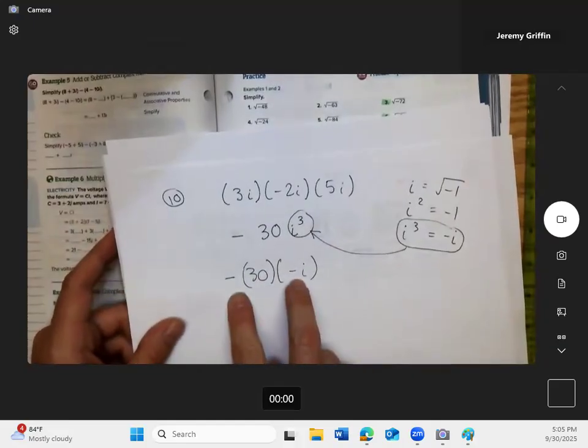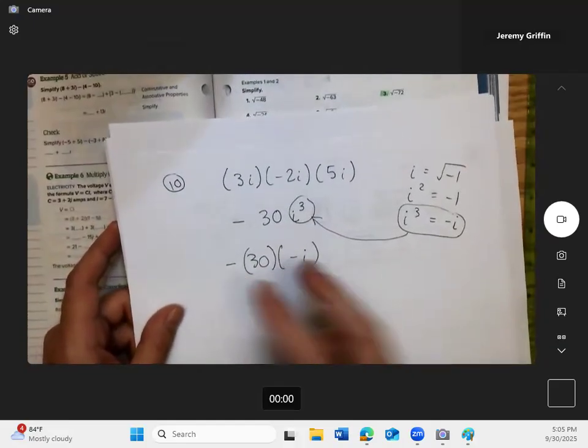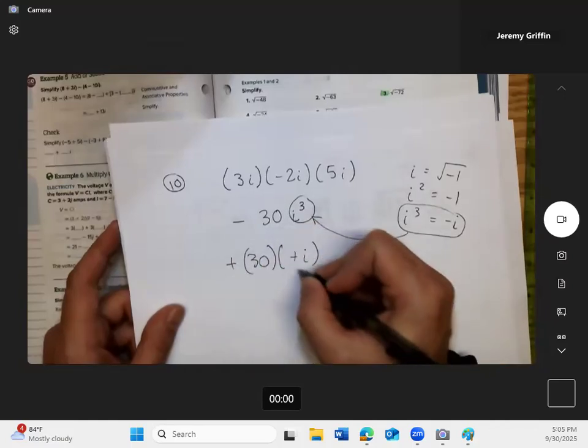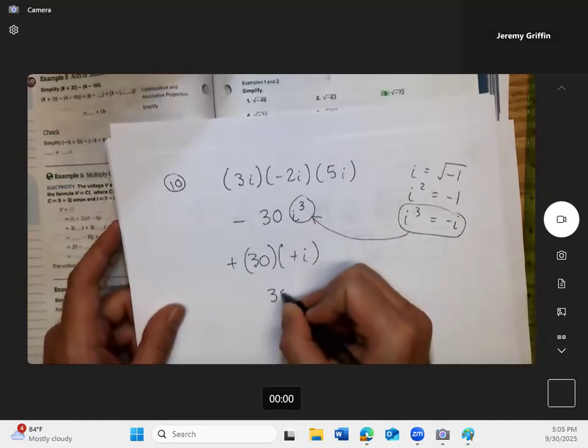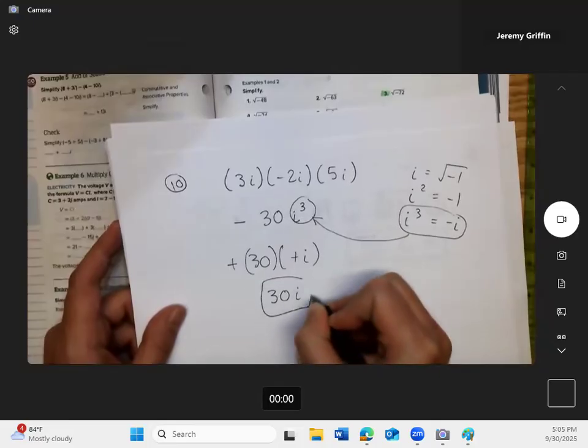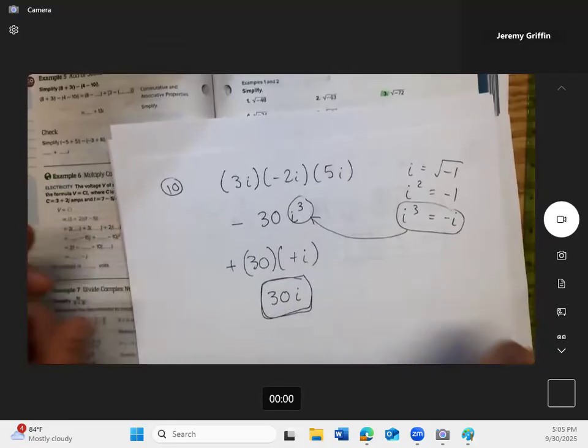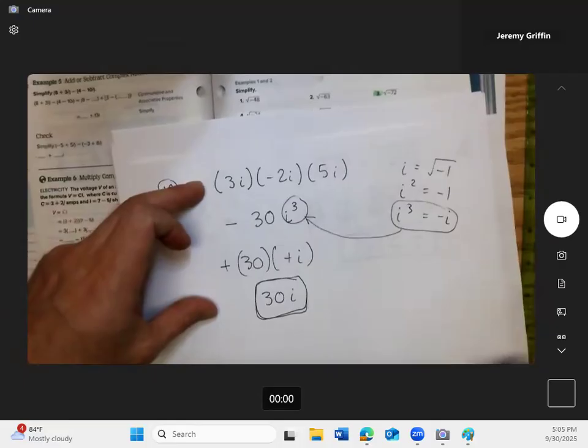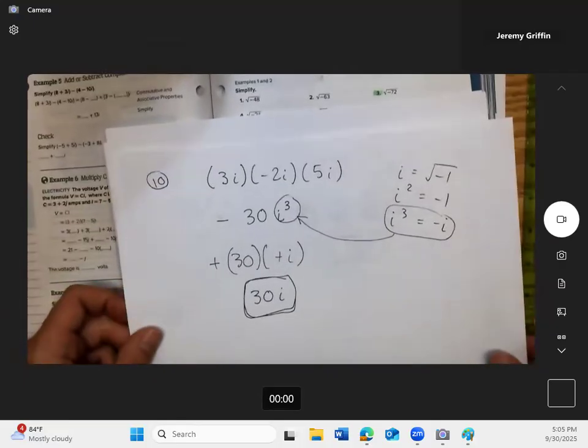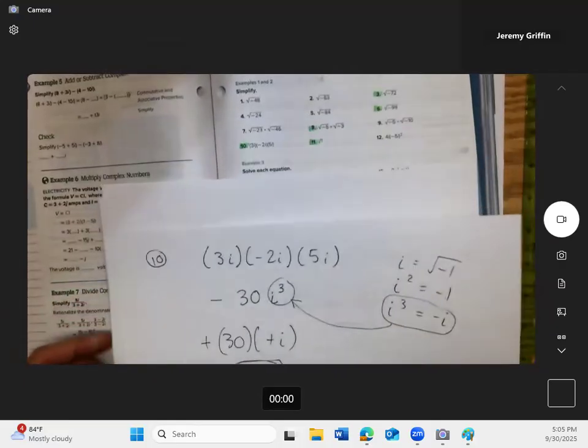Well, now these two negatives combine. And what's negative times negative? A positive. So it just goes away. The answer is 30i. Okay, that's it. So this is this. It's the same thing. There you go.